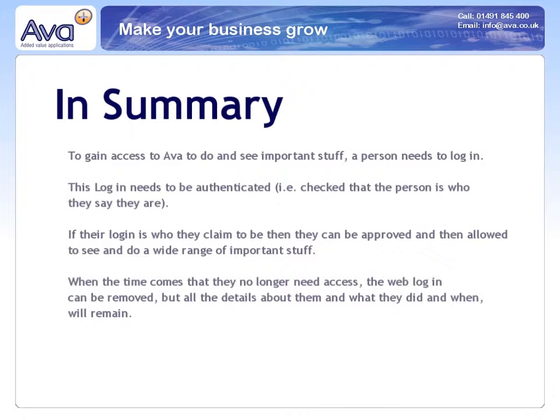So, in summary, to gain access to AVA to do and see important stuff, a person needs to log in. This login needs to be authenticated, i.e. checked that the person is who they say they are. If their login is who they claim to be, then they can be approved and then allowed to see and do a wide range of important stuff on the website. When the time comes that they no longer need access, the web login can be removed, but all the details about them and what they did and when will remain.